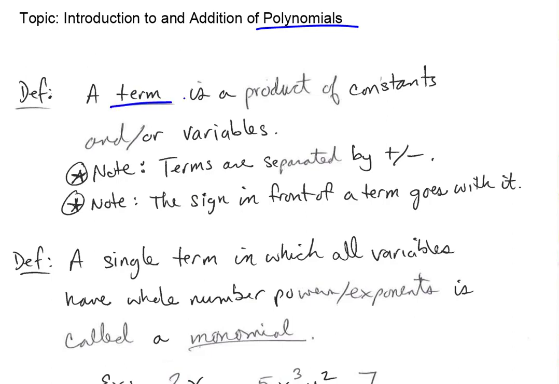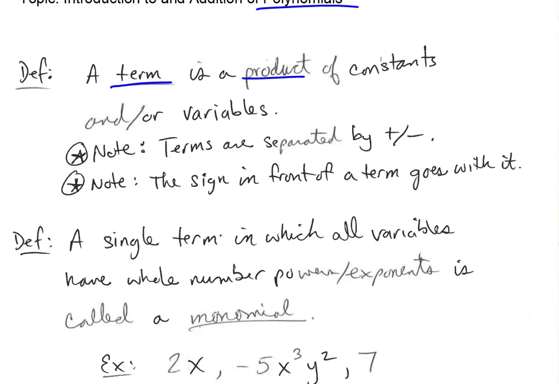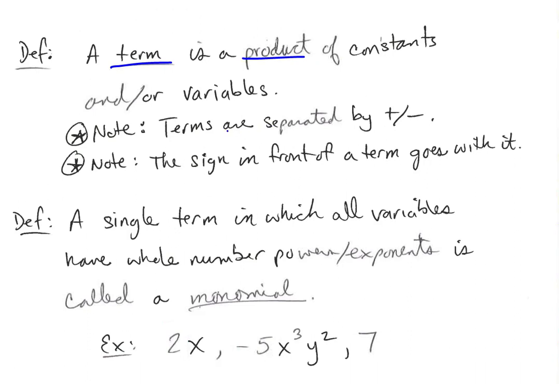First, we'll say this: a term is a product of constants and/or variables. Keyword there is product. Product means multiplication. And so let's note, terms are separated by addition and subtraction. So if a term is defined as a product of constants, then addition and subtraction would not fit within the term. Rather, those operations of plus or minus separate or distinguish different terms.